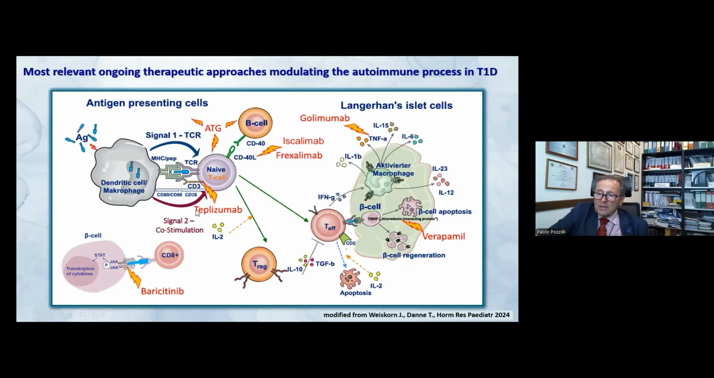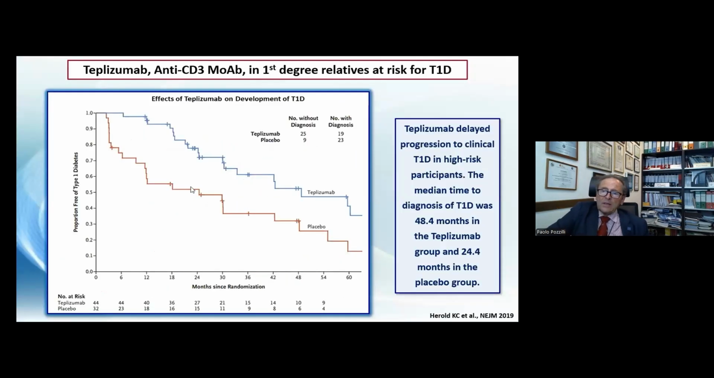Teplizumab is the only drug that has been really tested, an anti-CD3 monoclonal antibody, and in Italy it has been approved and is available for treating patients in the very early stage of the disease, even for prevention. Of course, this is an important step forward for treating type 1 diabetes. Now look at teplizumab, the only monoclonal antibody available at the moment. This is an anti-CD3 tested first of all in first-degree relatives of people with type 1 diabetes, and this was the pioneering work by Herold et al.